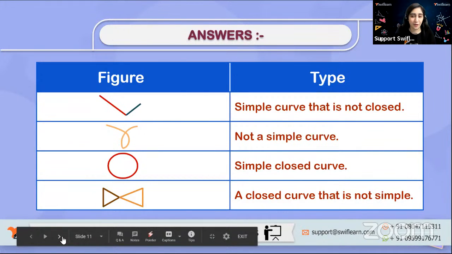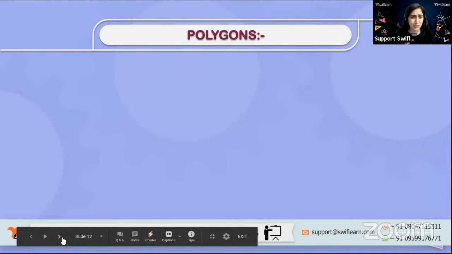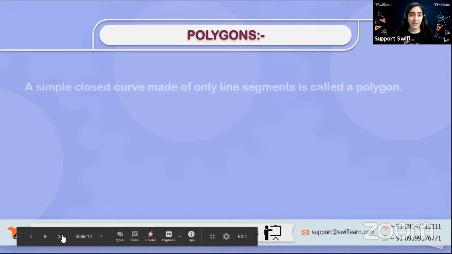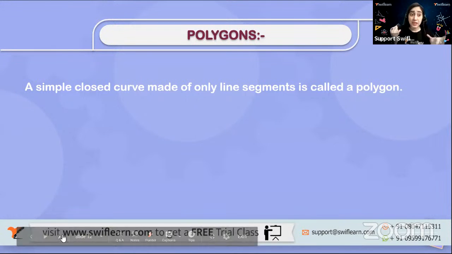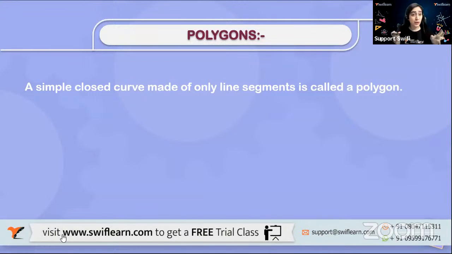That's right. Great. Okay, so let's start. What are polygons? What do we mean by a polygon? See, we have already discussed what simple figures are. We know what closed figures are. We know what curves are, right? But when we bring all these things together, it should be simple, it should be closed, and it should be curved with only line segments. Then we call it a polygon.